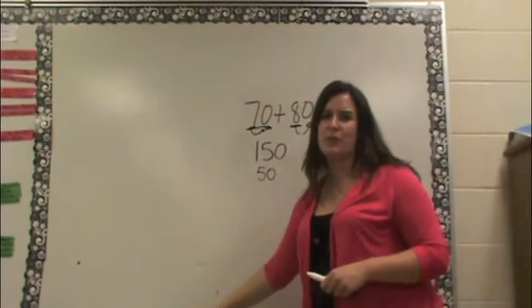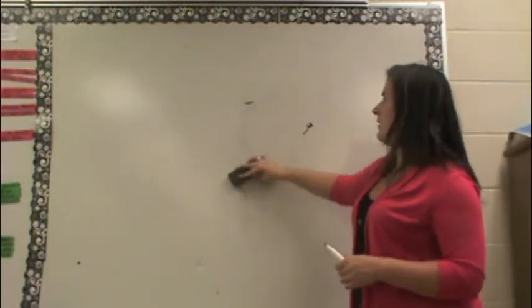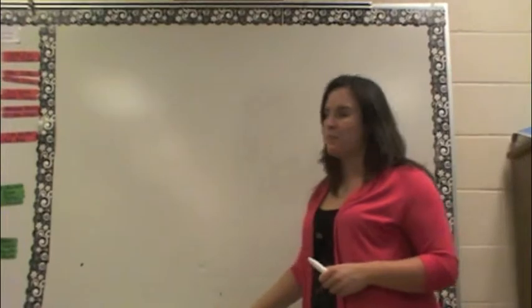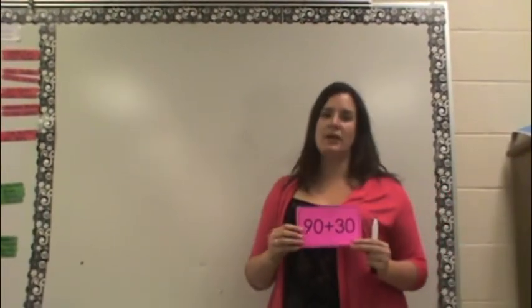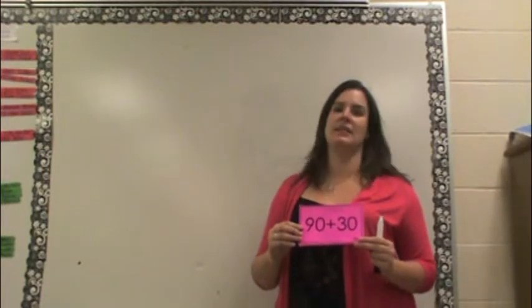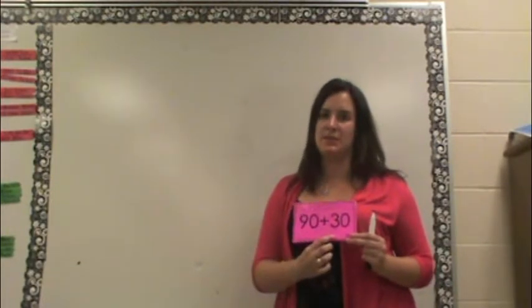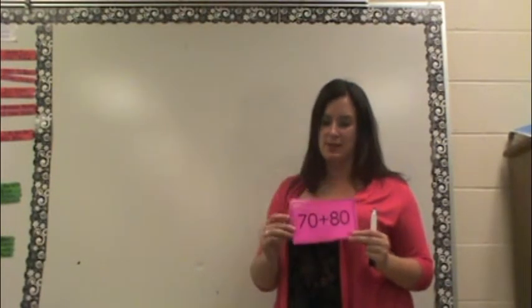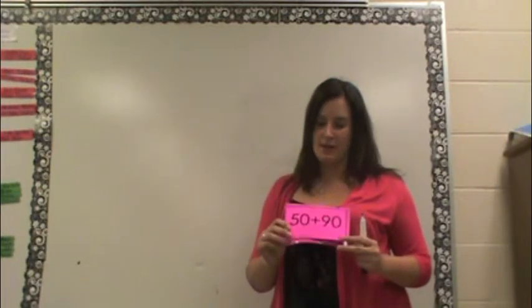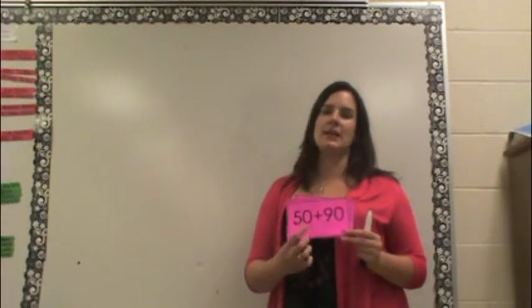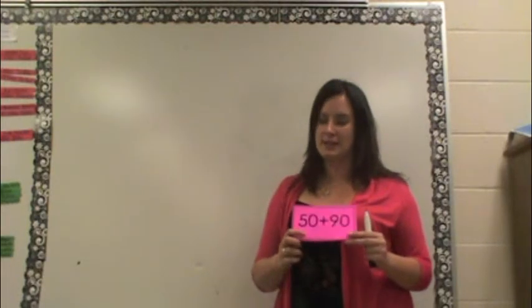When students are comfortable with that and they can do a whole slew, you can have them separated on pieces of paper where they just see one question at a time. So here you'd have 90 plus 30. They would think 9 tens plus 3 tens, 12 tens, 120. Or here 7 tens, 8 tens, 15 tens, 150. Or 5 tens, 9 tens, 140 for 14 tens.